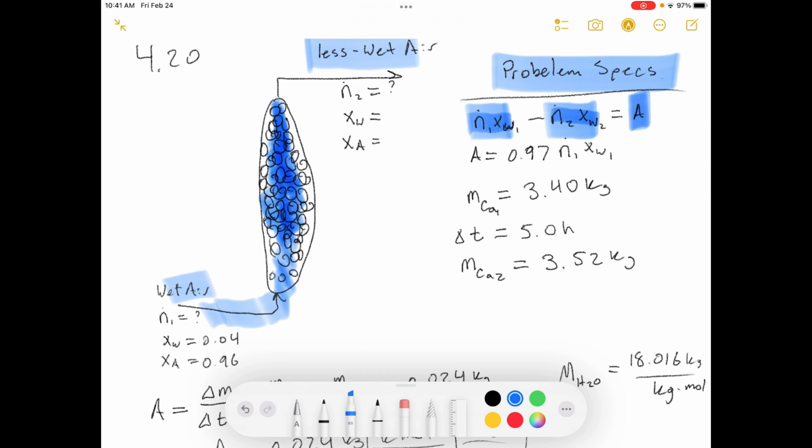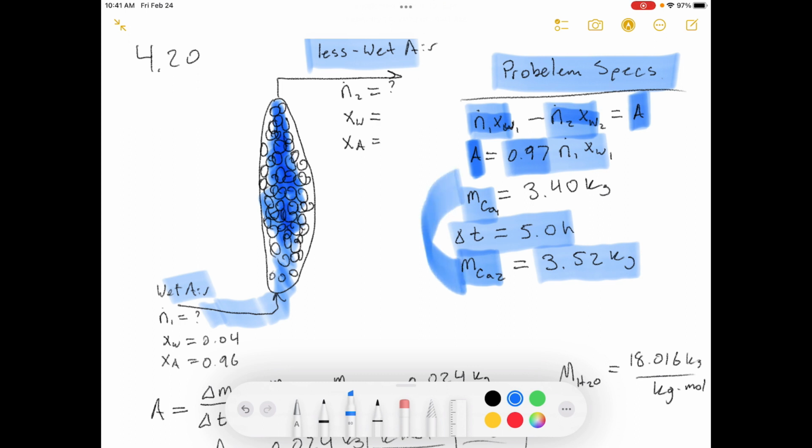Okay? We know that this accumulation rate is 97% of the water that goes in. They gave that to us. And then they also gave us a way to calculate how much water that was. They weighed how much calcium salt there was before and after, and it was a little bit heavier, obviously, afterwards because there's some water in it now. And then they told us the total amount of time it took for that to happen. Okay, so they gave us two ways to calculate A. This is the first way, and then this is the second way.